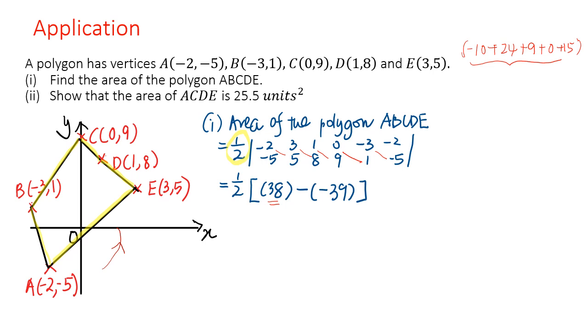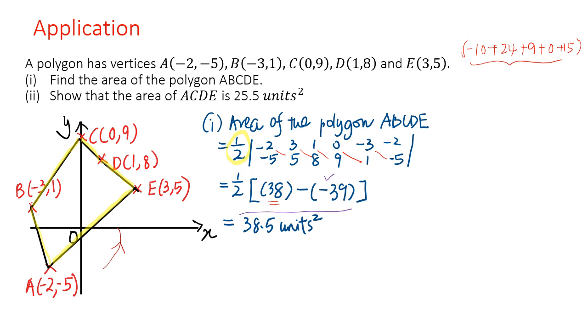All right, so then minus away the other direction. So the other direction is, again, use your calculator. Okay, -5 times 3 plus 5 times 1 plus 8 times 0 plus 9 times -3 plus 1 times -2, and you end up get -39. Okay, and again, use your calculator as much as possible to help you in the calculation. All right, you get 38.5 units square for the polygon ABCDE.